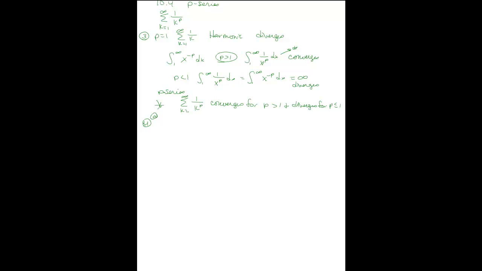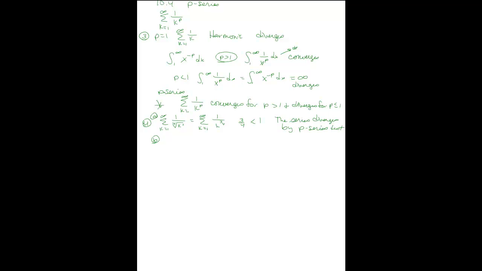Example 4 wants us to use a P series. So this is the summation k equals 1 to infinity of 1 over the 4th root of k cubed, which actually is the summation k equals 1 to infinity of 1 over k to the 3/4. 3/4 is less than 1. So according to my rule, the series diverges. And this would be by P series test. That was part A.